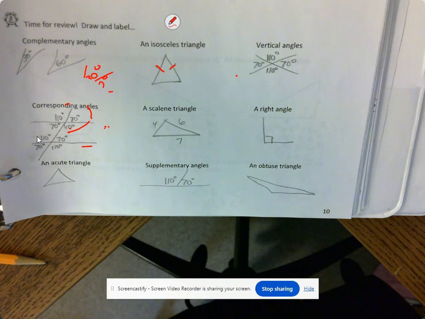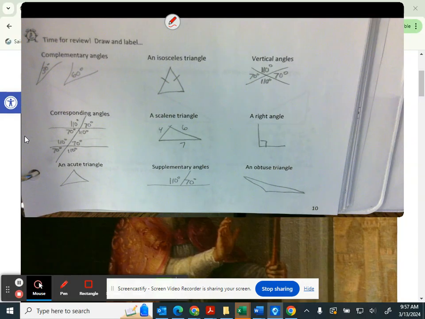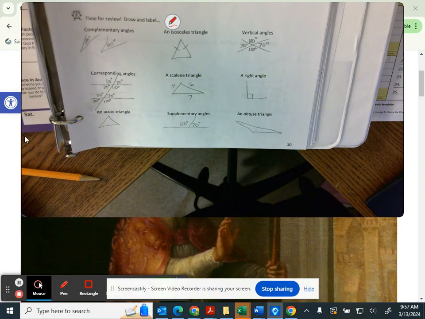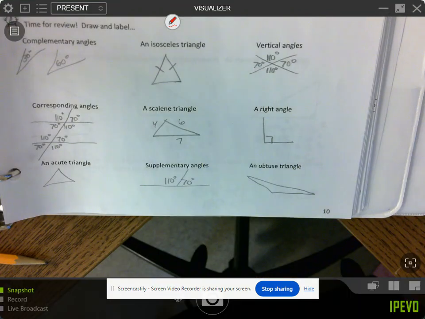Okay, we're going to keep going through this and we'll go through it when we review before the test. The more we talk about it, the more we actually pay attention to these review problems, the easier it will come for us.